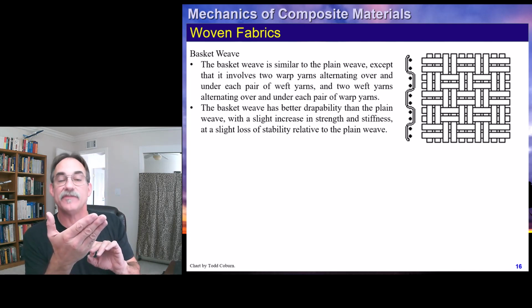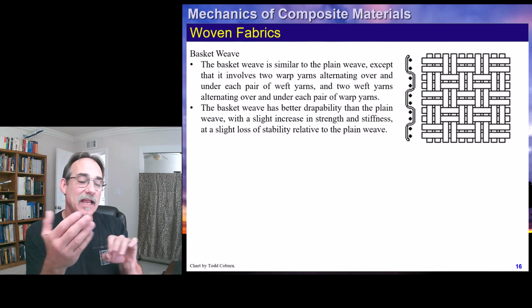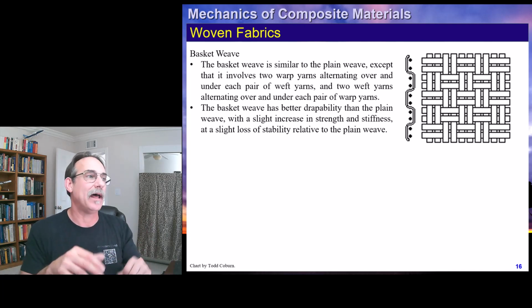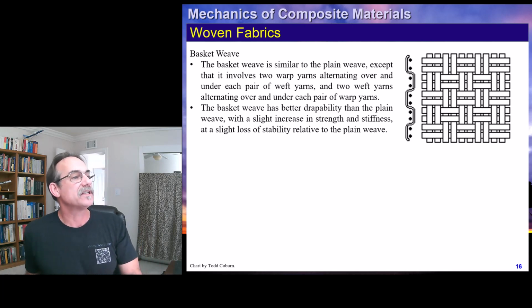And the less intersections, the easier it is. So a basket weave is going to be really similar in properties to a plain weave, but it's going to tend to drape a little better, with a slight loss of stability.